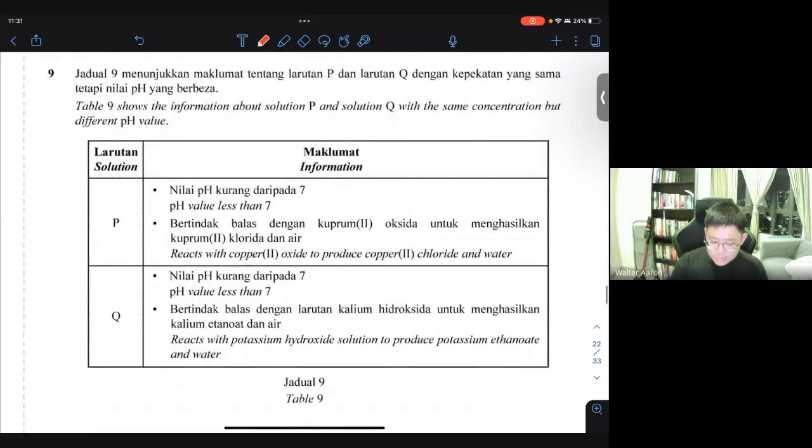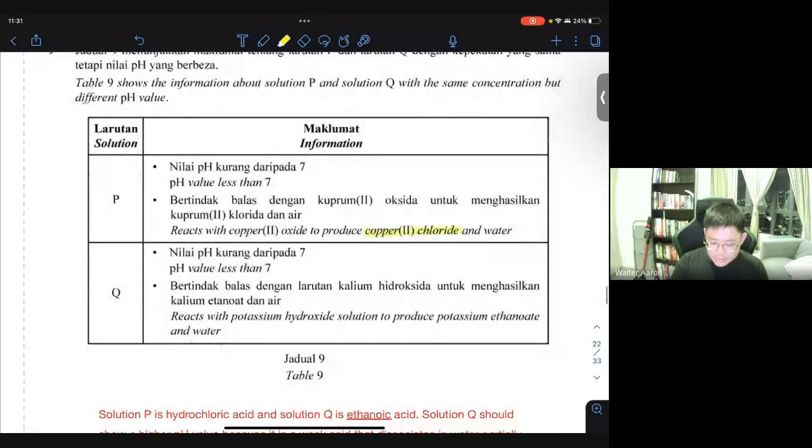Table 9 shows the information about solution P and solution Q with the same concentration but different pH value. So P has a pH value of less than 7, and you can see here it reacts with copper oxide to produce copper 2 chloride and water, all right? And then for Q, also less than 7 pH, and it reacts with potassium hydroxide to form potassium ethanoate and water, all right?